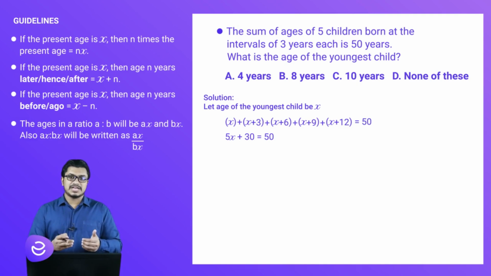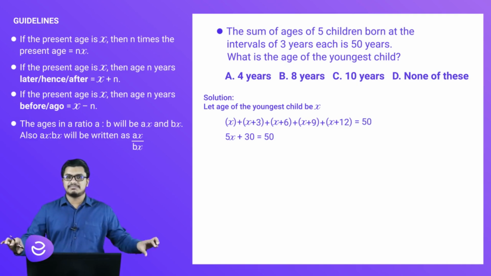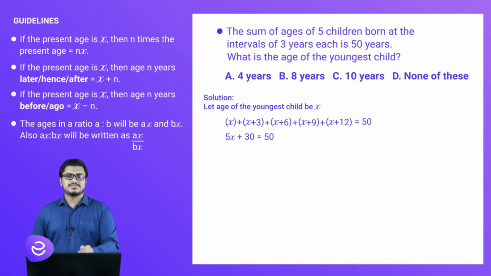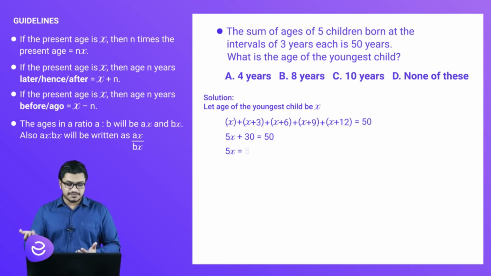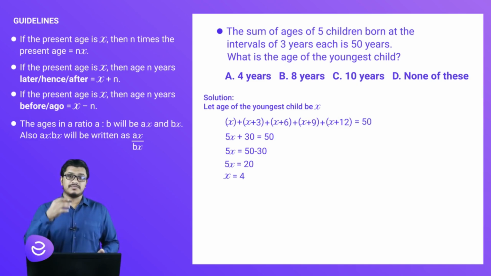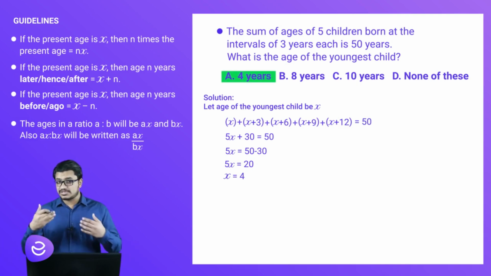So we broke down this question into an equation, and in the first step itself we got a very simple linear equation: 5x plus 30 is equal to 50. We'll take the 30 to the other side. So 5x is equal to 50 minus 30, which means 5x is equal to 20. When we solve it, we get x is equal to 20 by 5, which is x equal to 4. So x is equal to 4. We took x as the age of the youngest child, so that is what they asked here.